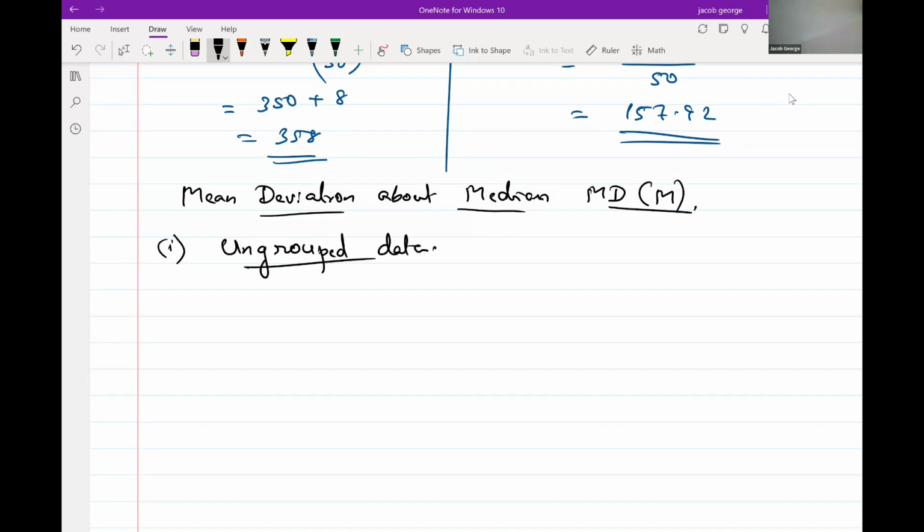Ungrouped data means the data will be given without a frequency. So when you get ungrouped data, all of you know median is the middlemost value. Mean is average, but median is middlemost value. First step is you should write the data in ascending order. Normally we write ascending order. Ascending order means small to big. Then we find the middlemost value.